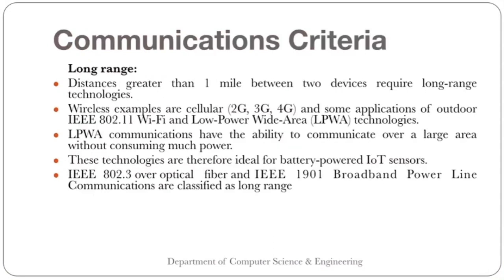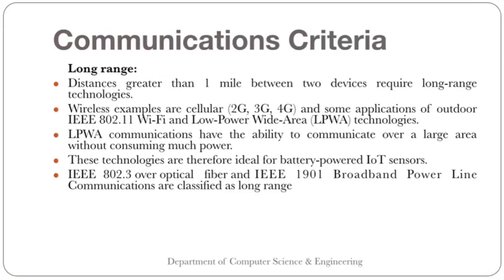Then we have large range. A distance greater than 1 mile between two devices requires large range technologies. Examples for wireless are cellular, 2G, 3G, 4G, some outdoor applications of IEEE 802.11, that is Wi-Fi, and low power wide area technologies. When the distance is very large, we use mobile communication. Mobile communication can span thousands of kilometers, so the signal is traveling very far. That is the long range communication we are talking about.